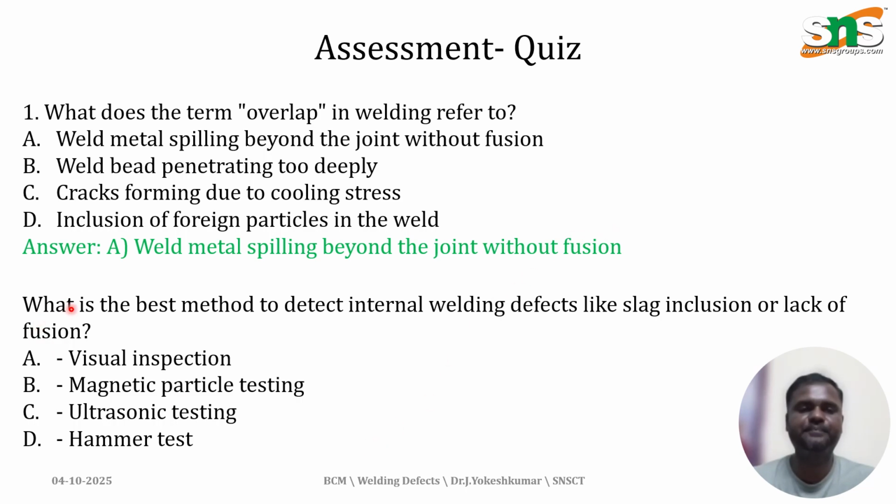And the next quiz: what is the best method to detect internal defects like slag inclusion or lack of fusion? We have not discussed this, so from your experience you can tell. The options are visual inspection, magnetic particle inspection, ultrasonic, and hammer test. The answer is ultrasonic, because overlap is a surface defect, and sometimes it might be an internal defect also.